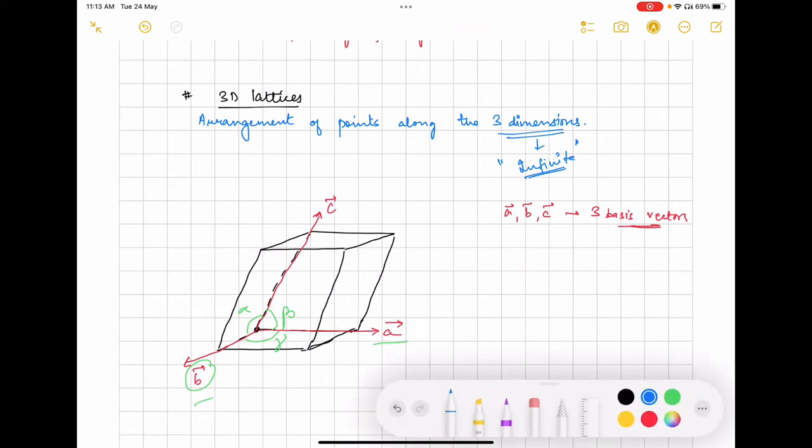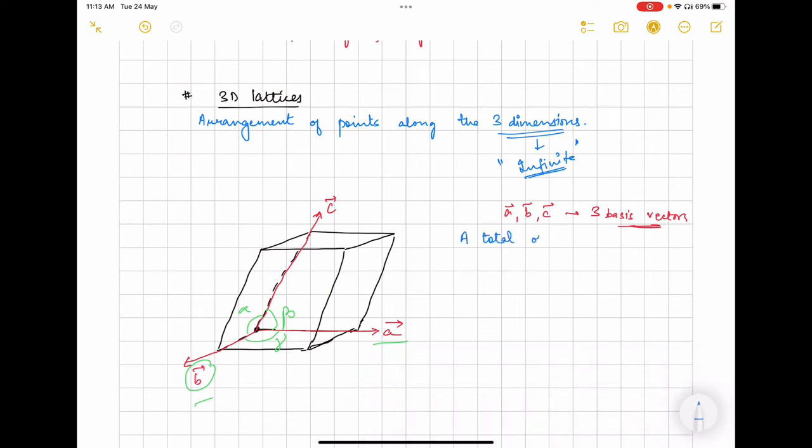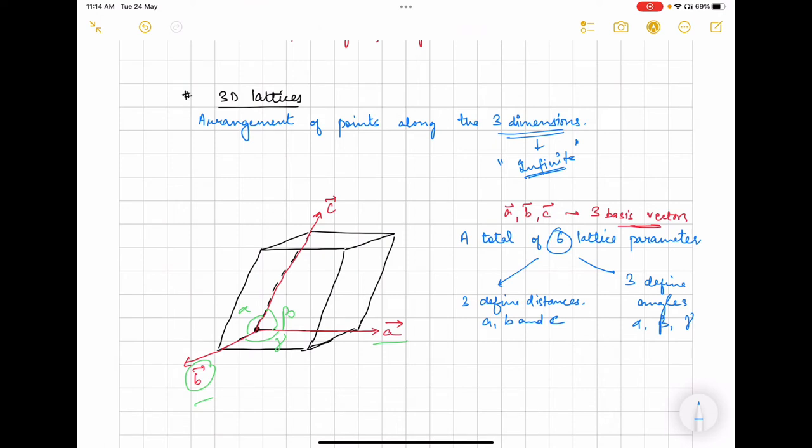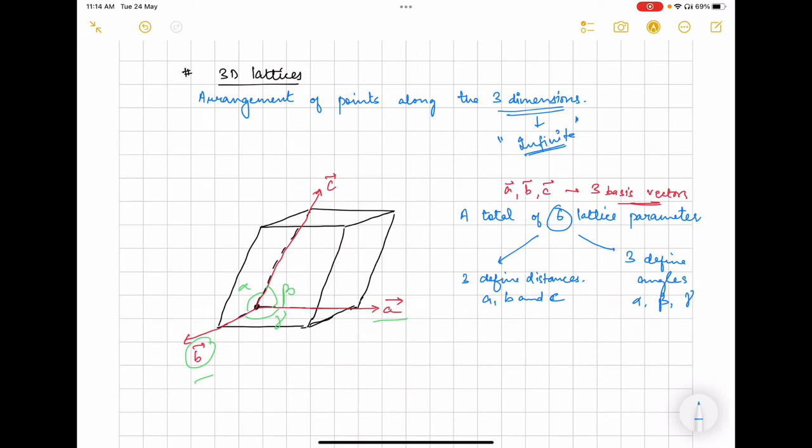So we have a total of 6 lattice parameters, out of which 3 define distances, that is A, B and C, while the other 3 define the angles between them, that is alpha, beta and gamma. Since each point has identical surroundings, no matter at what point you look, the surroundings will remain identical. So these distances and angles can be independent or dependent.